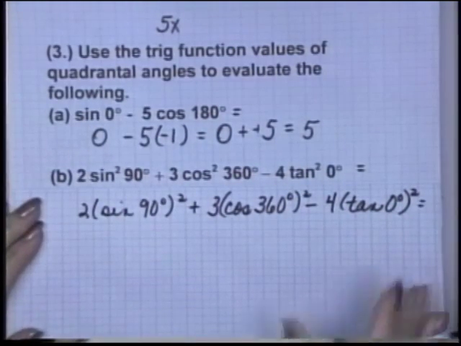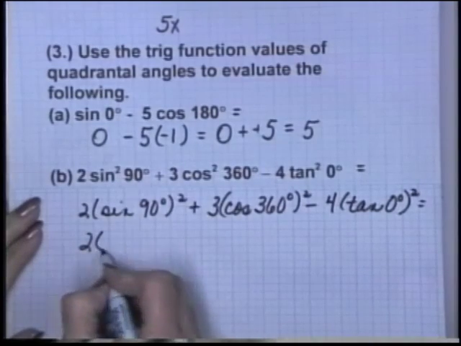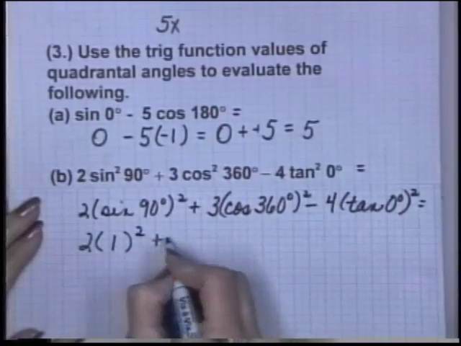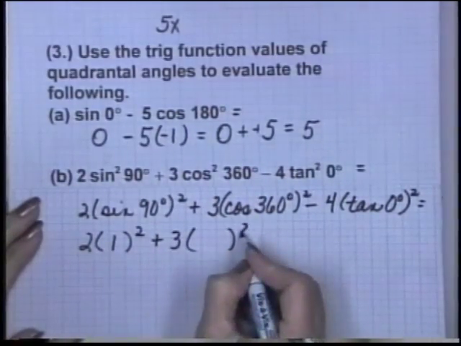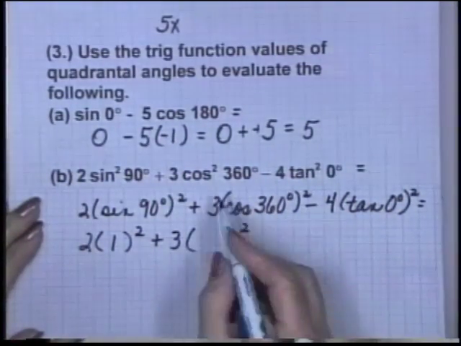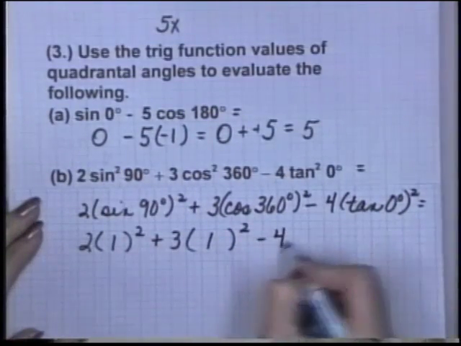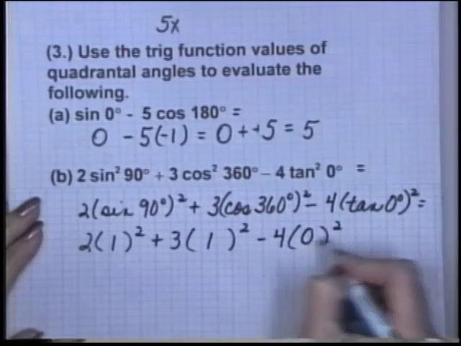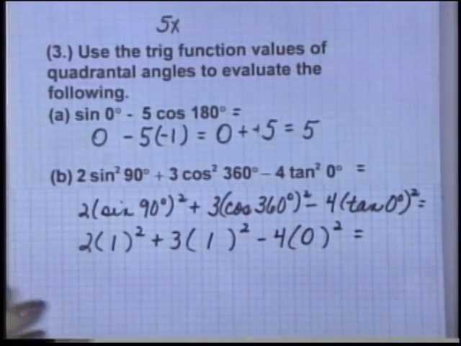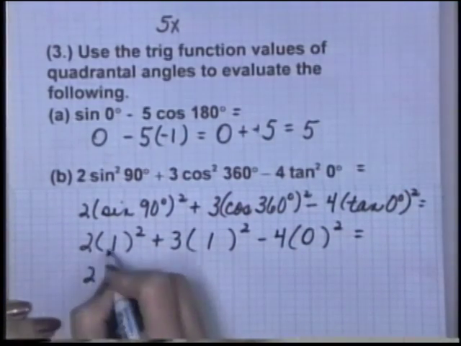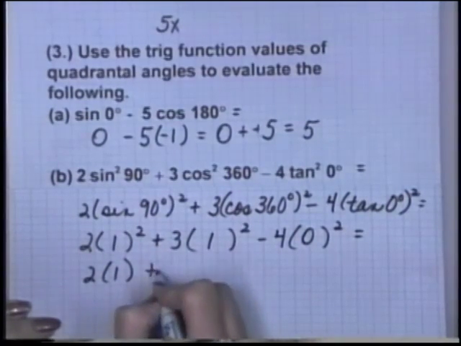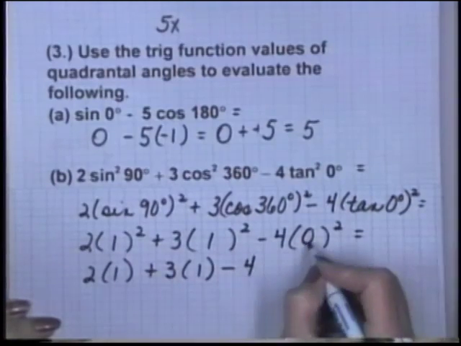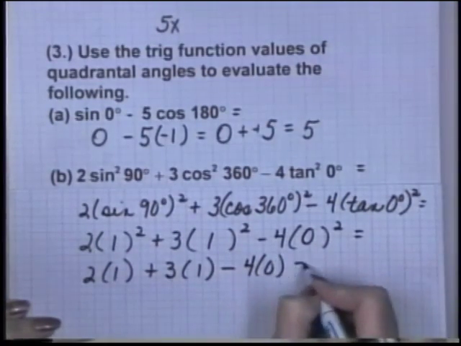Now let's go through and get our trig values, and then we'll use order of operation. The sine of 90 is 1. The cosine of 360 is 1. The tangent of 0 is 0. So order of operation says square. 1 squared is 1. 1 squared is still 1, isn't it? And 0 squared is 0.